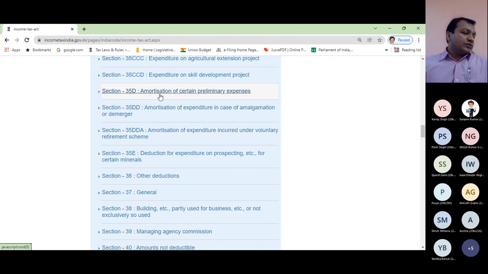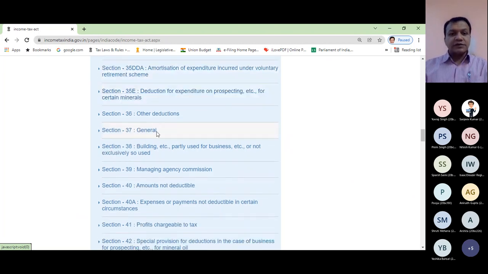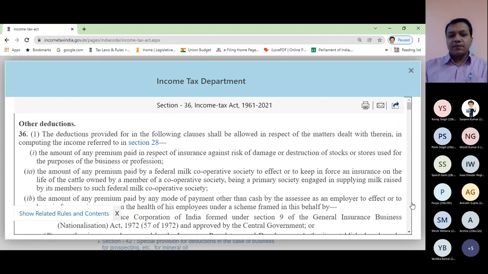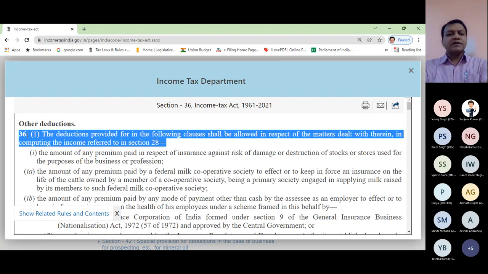And now I'm moving to 36. As you can see, the heading is other deductions. What is 36 subsection 1? The deductions provided for in the following clauses shall be allowed in respect of the matters dealt with therein in computing the income referred to in section 28. So section 28 refers to business income. So what expenses are allowed?